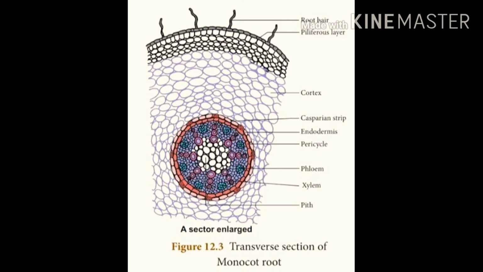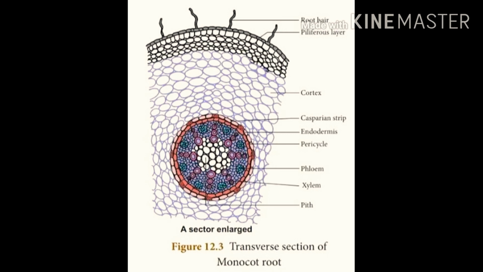So the next one is the vascular tissue system. Here also the vascular tissue system is like dicot root, with radial vascular bundles with exarch xylem, with polyarch condition. Poly means many. The xylem will be many in number. The next one is conjunctive tissue, which separates xylem and phloem, and it is made up of sclerenchymatous cells. So here there is no differentiation of vascular cambium, which is responsible for secondary growth.